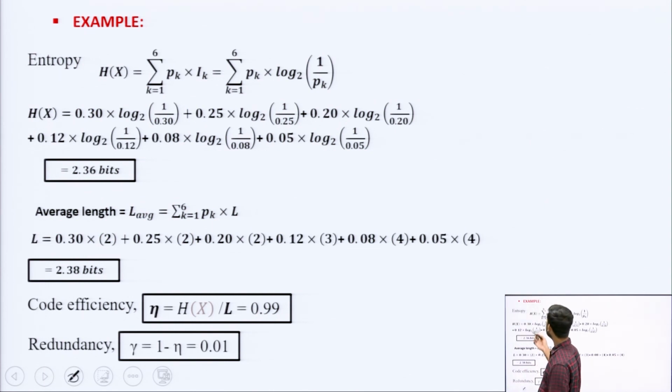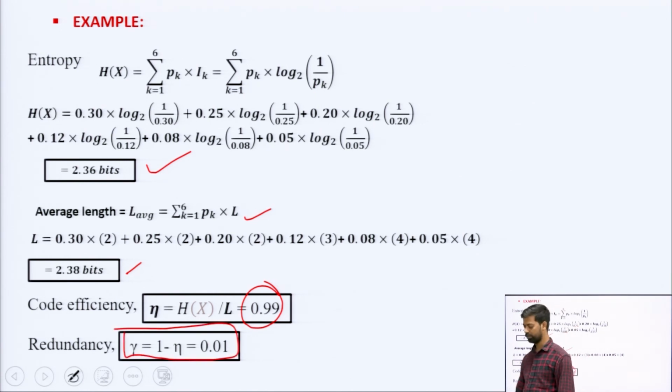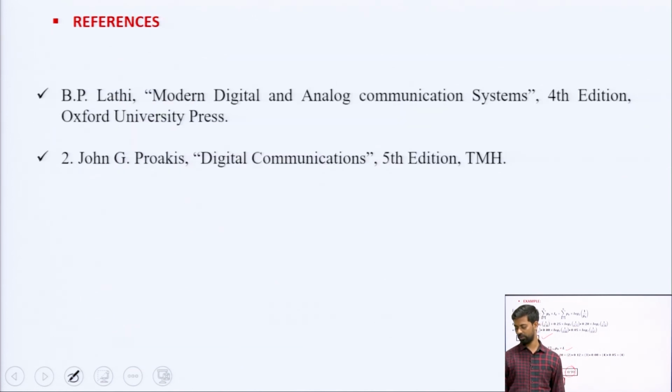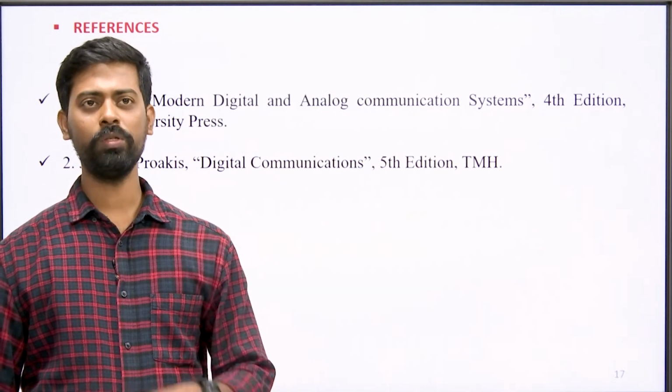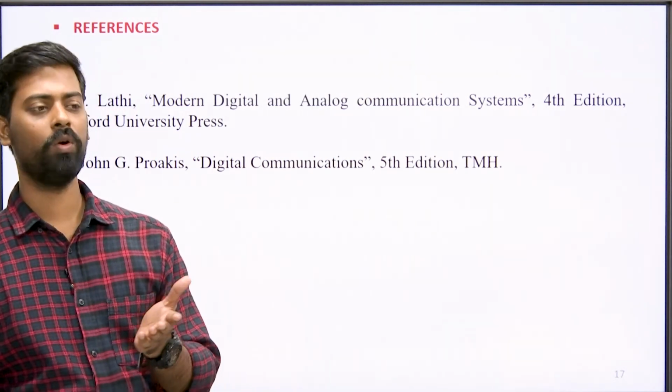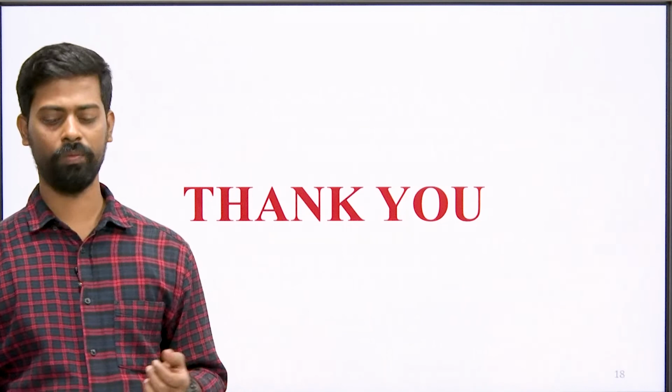Here also we can find the entropy. This is the entropy, and the next one is the average length. Next, the code efficiency, eta equal to H(X) divided by L, which is 0.99, and the redundancy is gamma equal to 1 minus eta, which is 0.01. So these are the basic books you can refer to for Shannon-Fano code, Huffman code and the basic source coding theorem. So, thank you.